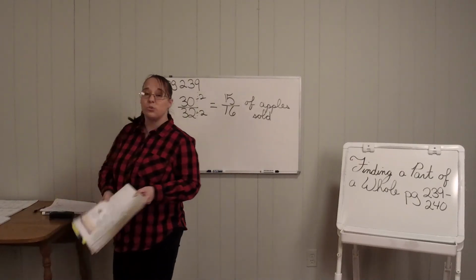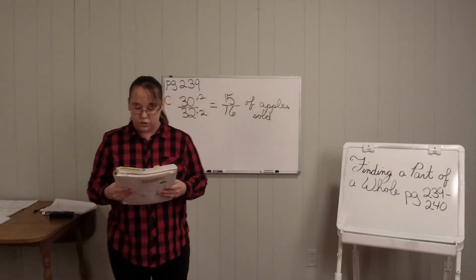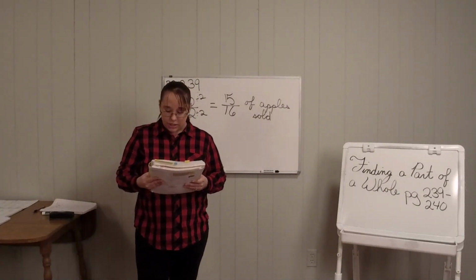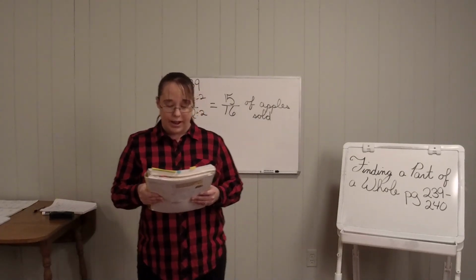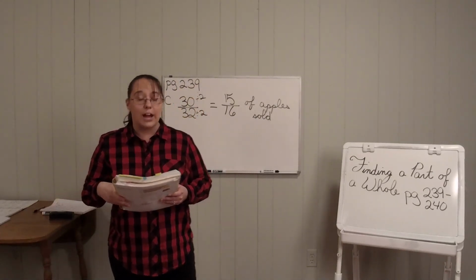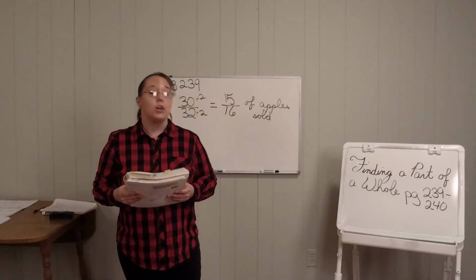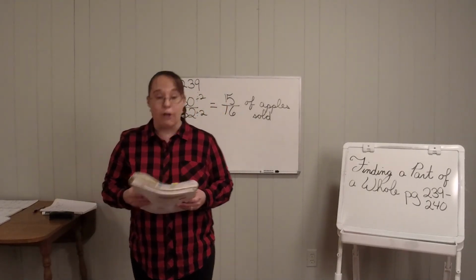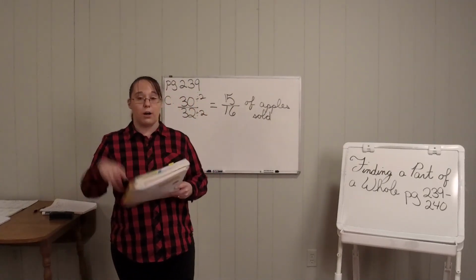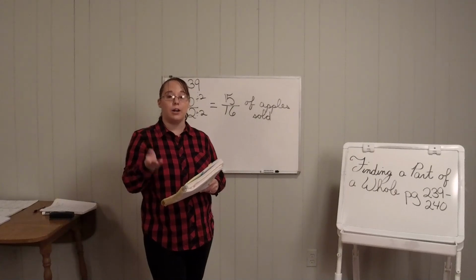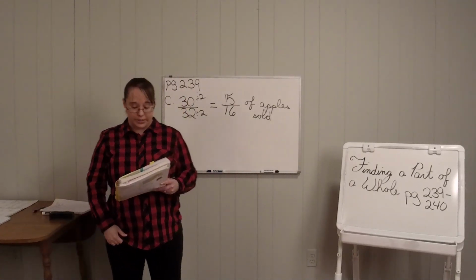So that's all you're doing with finding a part of a whole. You're taking the two numbers it gives you, make it a fraction, reduce if possible. So for number 2, for A through D, you're going to have to reduce all of those fractions that you make. Just remember, you put the smaller number on top and then reduce. That's all you're doing, guys.